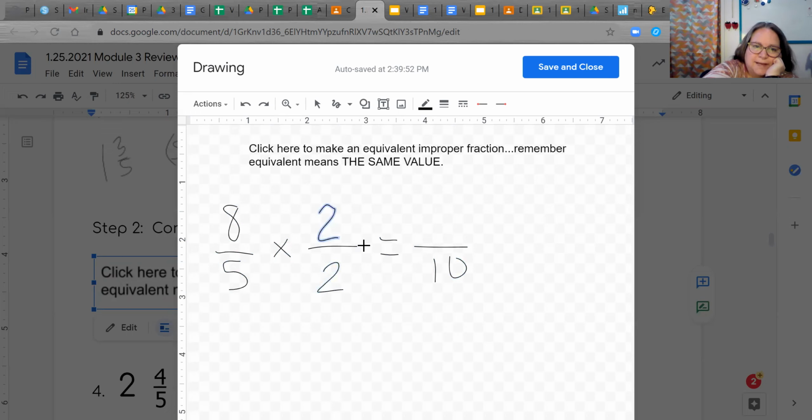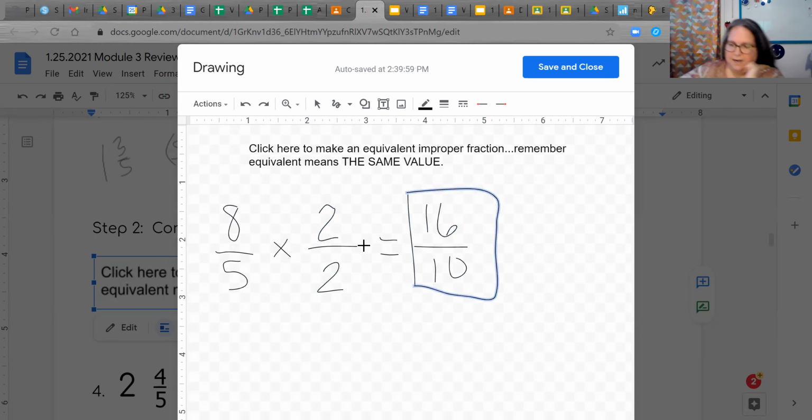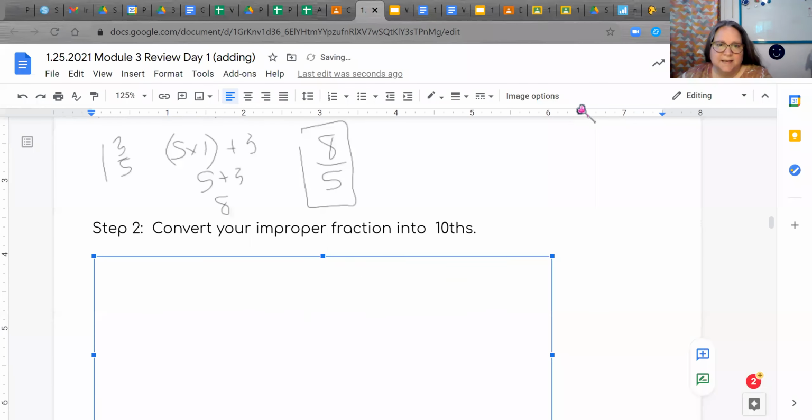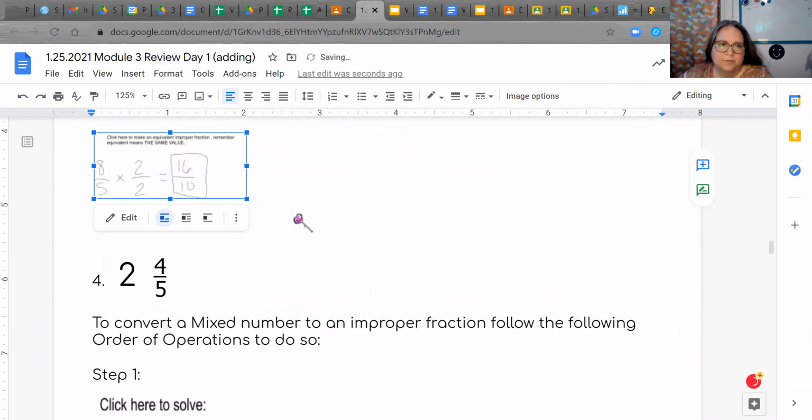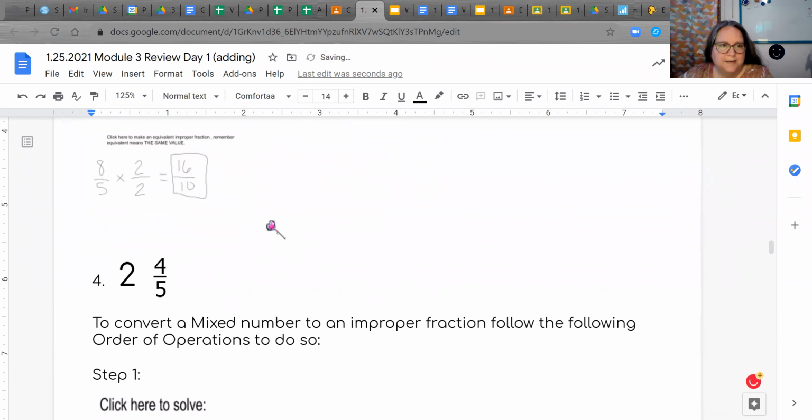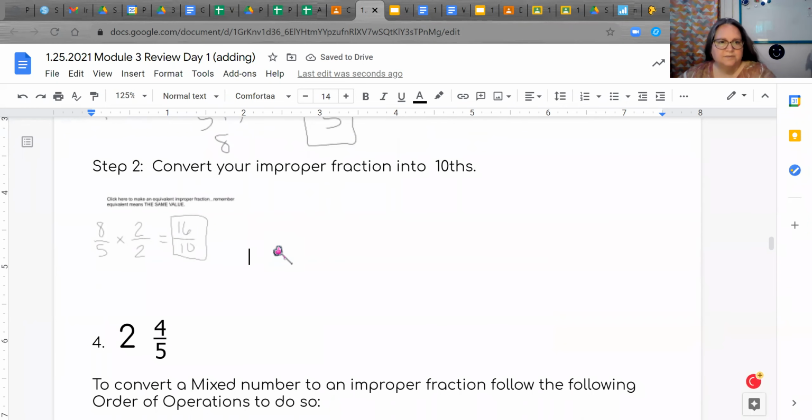you do to the top. 8 times 2 is 16. Here is our new answer, you guys. So I'm going to hit save and close. I'm going to make this smaller because I don't need it that big. And then right here, off to the side, I'm just going to write 16/10 because that's what we're looking for.